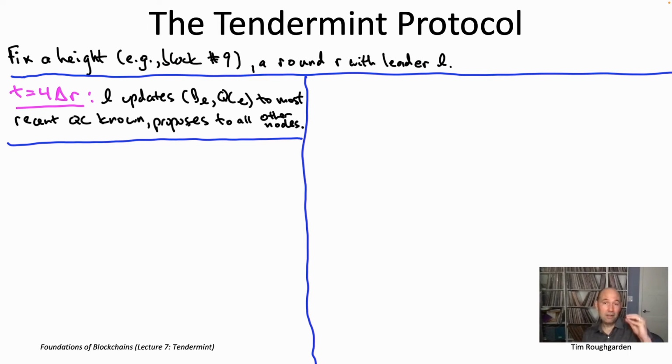So a little more detail here. Along with this proposal of a block QC pair, the leader, again assuming it's honest, will sign that message so that everyone knows it indeed came from the leader L of this round R. And furthermore, it'll annotate it with the block number so that other nodes may know to ignore it if they're not working on this block number, and also annotate it with the round.